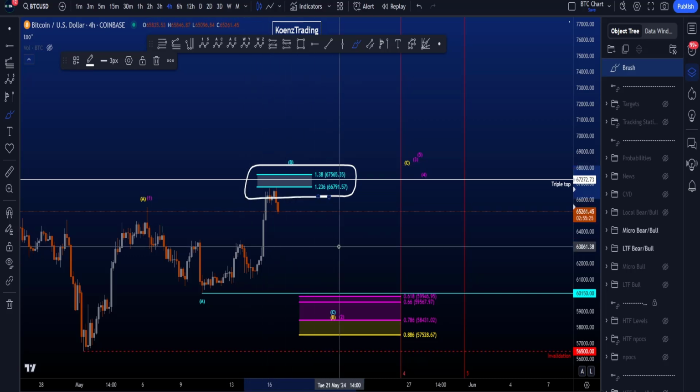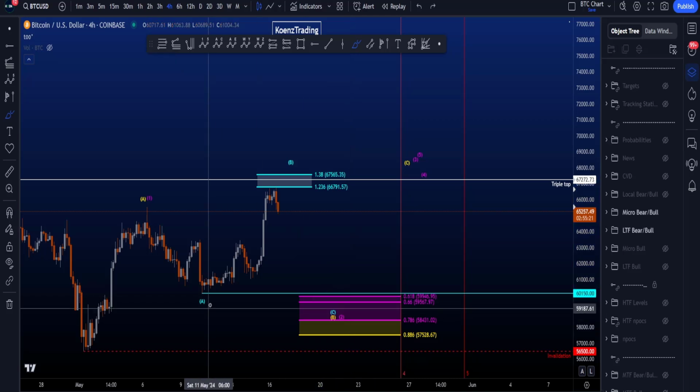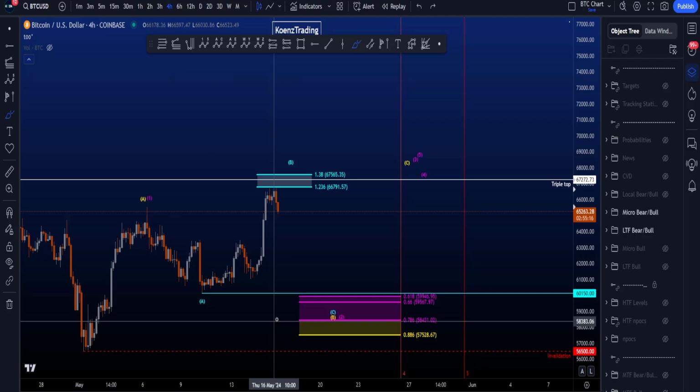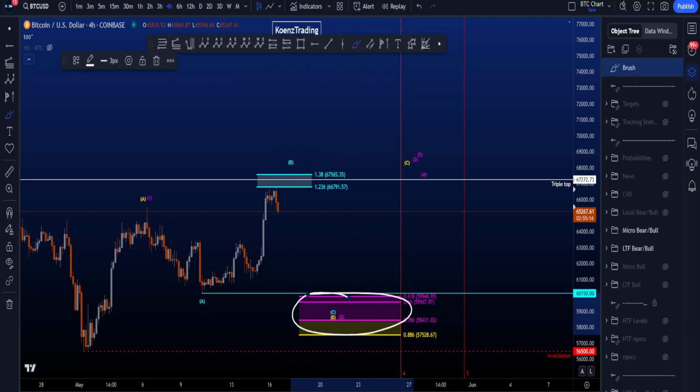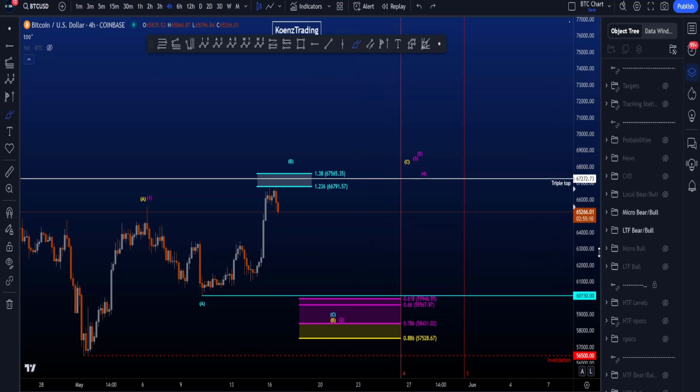giving you a target area between 66.7k and 67.6k, after which we then want to see an impulsive structure to the downside, price moving below the low of wave A here at 60.1k, hitting the target area for wave 2 or wave B, after which we then look for support and continuation to the upside.